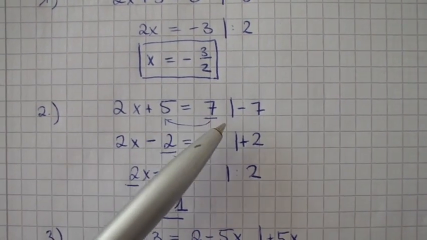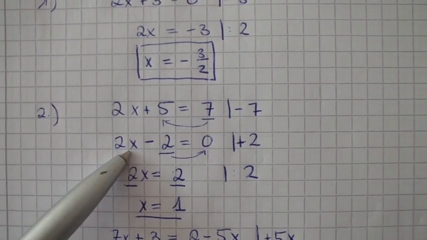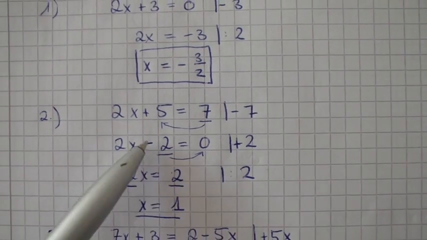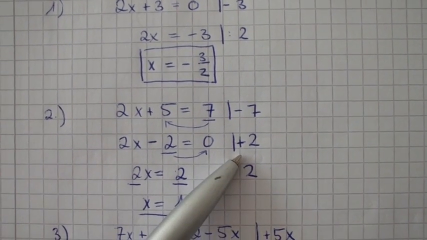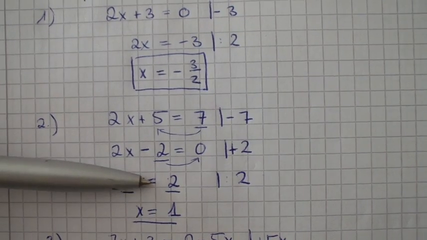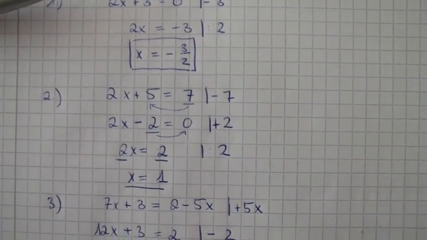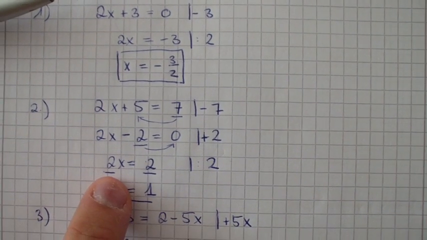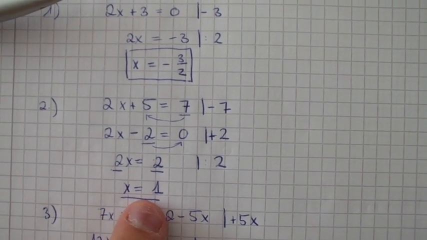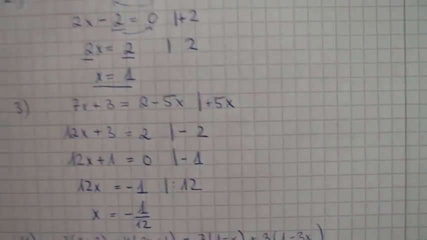Okay, 5 minus 7 will give you minus 2. Now we have 2x minus 2 equals 0. We have to bring this plus 2 to the right-hand side, giving you 2x equals 2. Still understandable. Now we divide this by 2, so we get x equals 1. Making this the final solution.